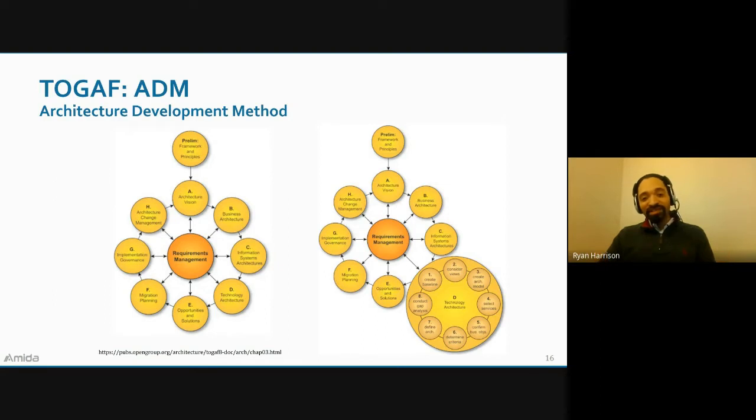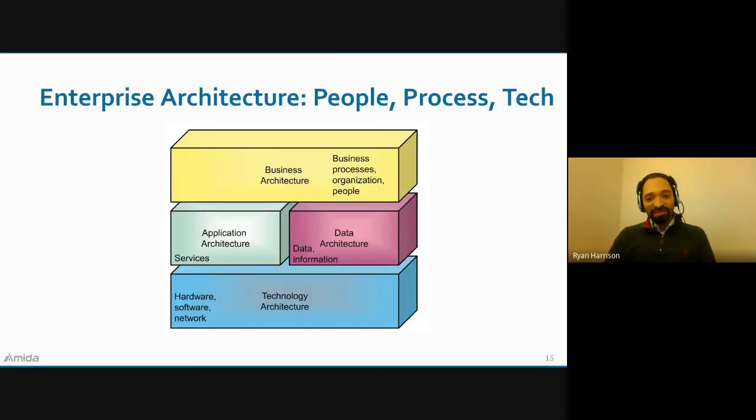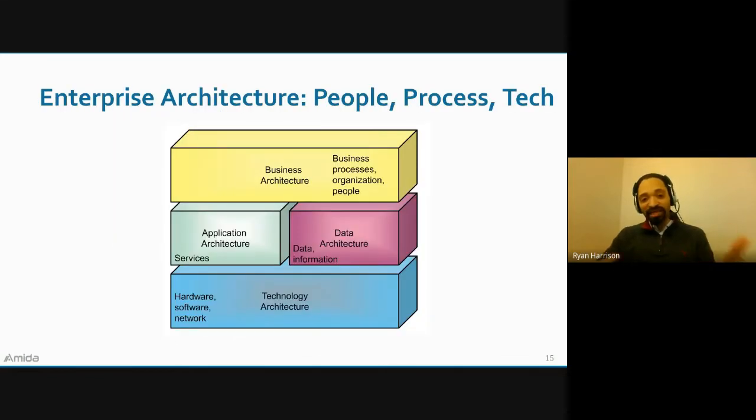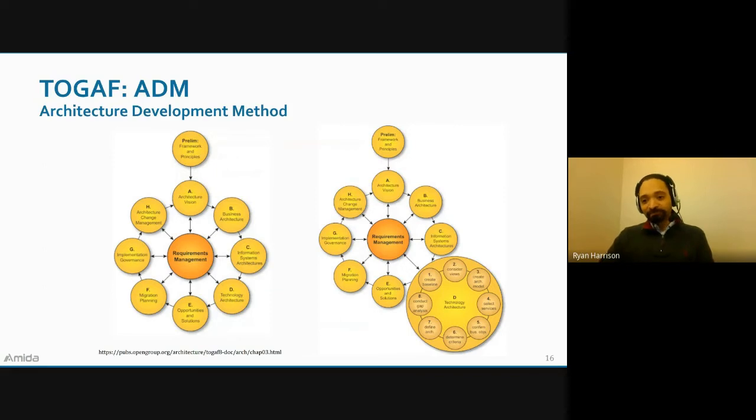After the statement of architecture work is agreed upon with the executive stakeholder, you continue on to phases B, C, and D. So the theory here is you go top down. You start with your business architecture. You define your current business architecture, or your baseline business architecture is the TOGAF language, and you define your target business architecture. Then you go to information systems, which incorporates both application and data architecture. You can do these in either order. You define your baseline application architecture, your baseline data architecture, and then you define your target application architecture, your target data architecture. Same thing for technology architecture.